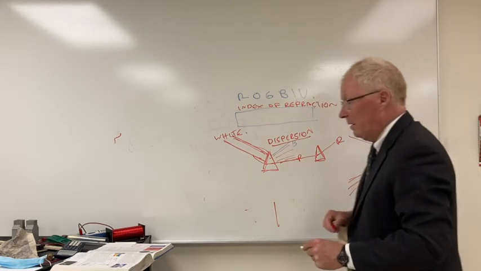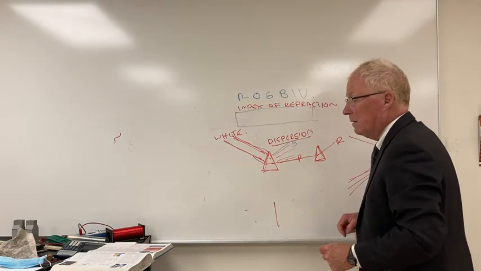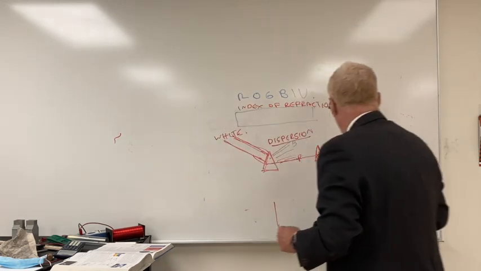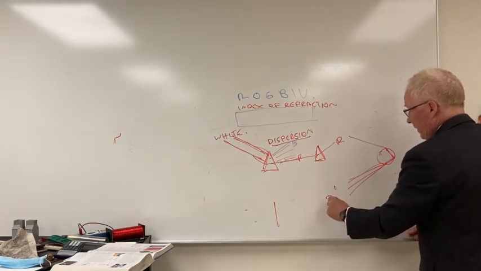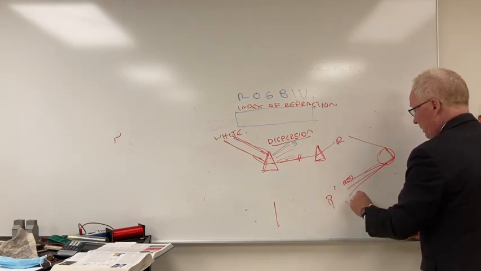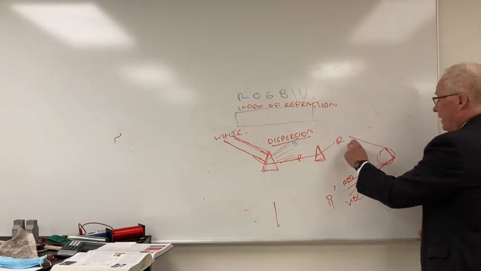So you end up with the visible spectrum, with red on top. You're going to see red. So looking at it, you'll see red and then violet. Now this is a single reflection.